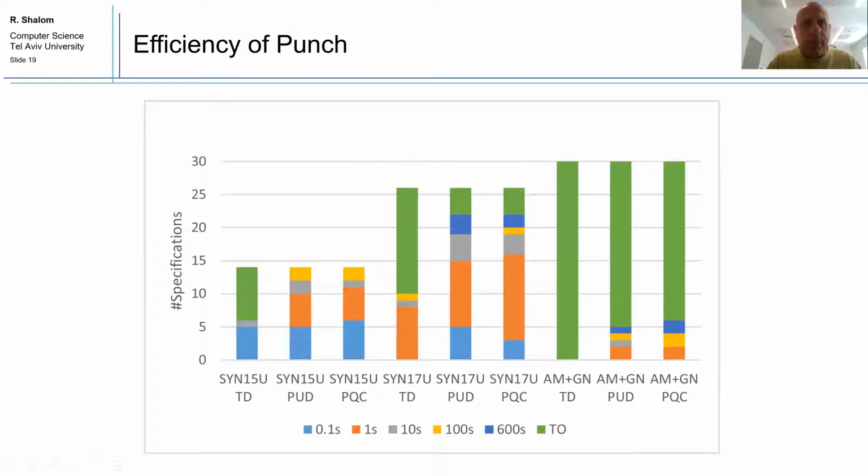Finally, we compared the efficiency of punch to the baseline algorithm TD, and the comparison shows that the baseline algorithm is much slower than the 2 versions of punch, and there's a slight advantage for punch that computes a core with QuickCore. We won't get into the details of this table here, but it's in our paper.